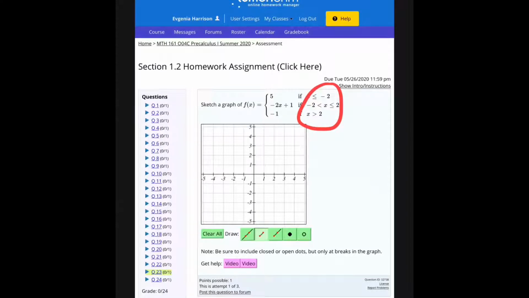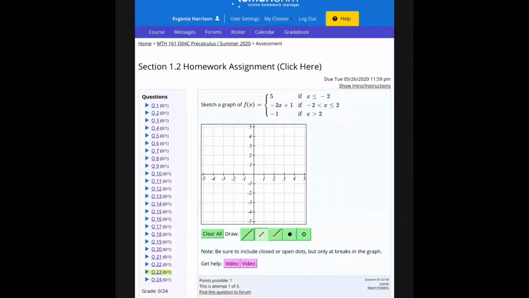For instance, let's take a look at the first one. X is less than or equal to -2. That means that x can be any number starting from -2 and going to -infinity. That means that if we have to graph that piece, we will have to use a part of a line that has one endpoint and goes forever in the other direction.